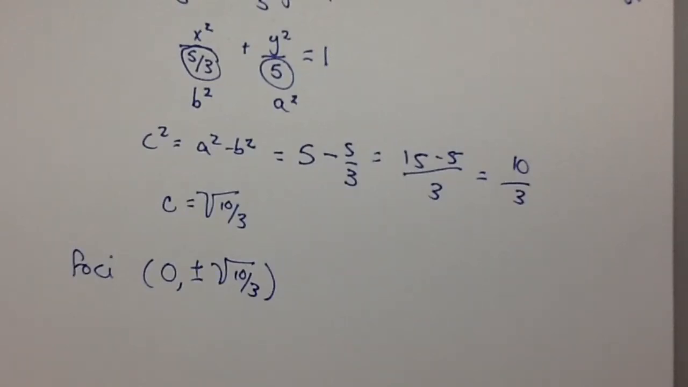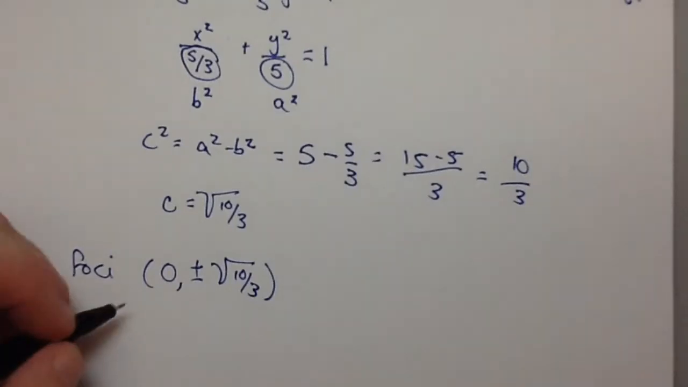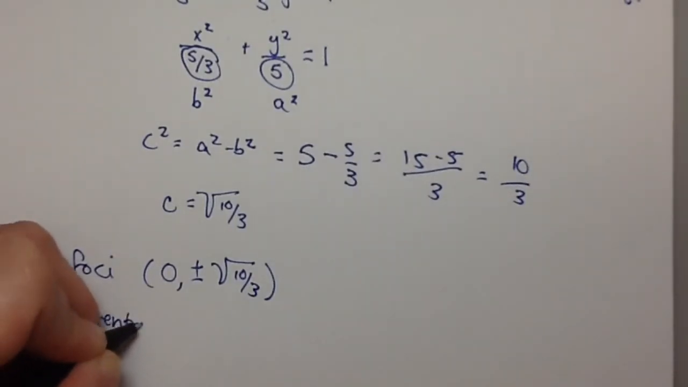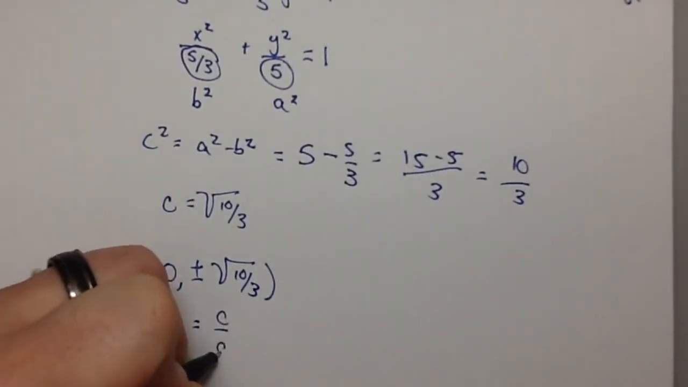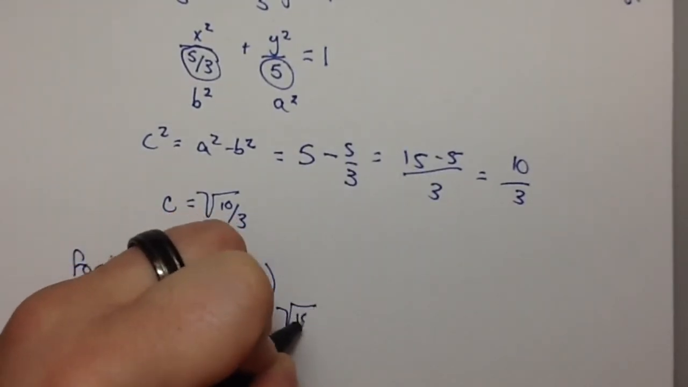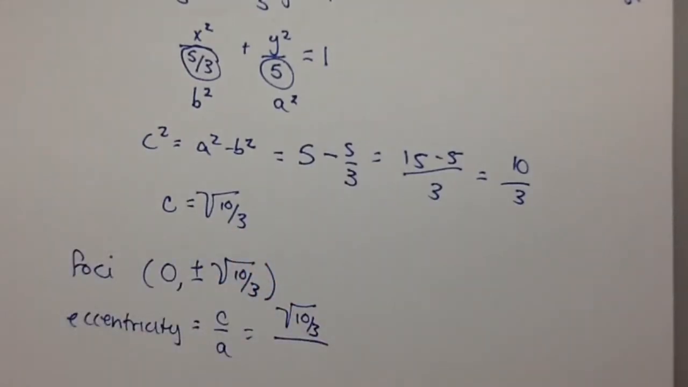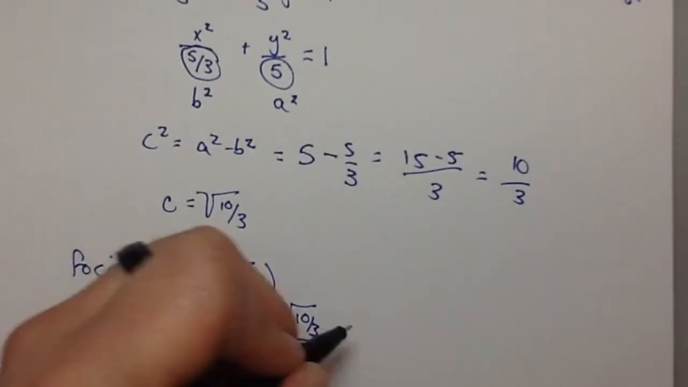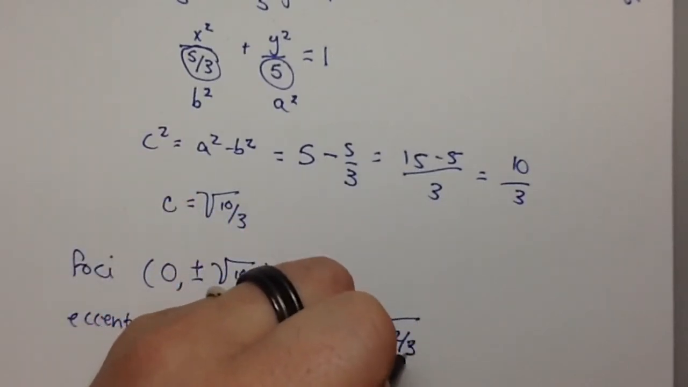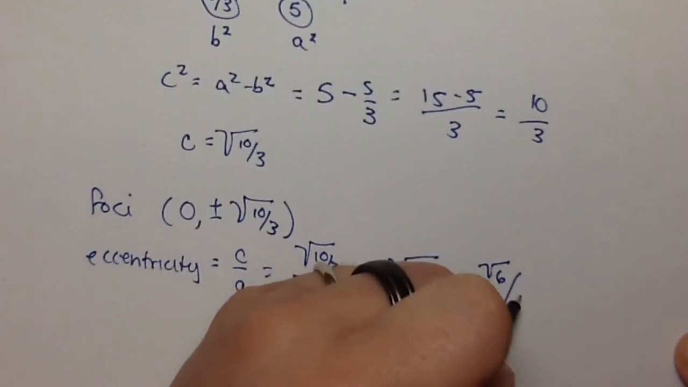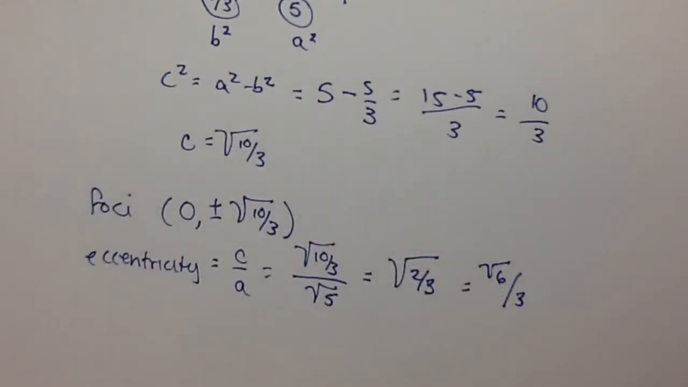And so now we want to calculate eccentricity. Well, this is our fraction of c over a. So we've got the square root of 10/3 over the square root of 5. So this is the square root of 2/3. This is the square root of 6/3. This is how you find the major values for an ellipse given the equation.